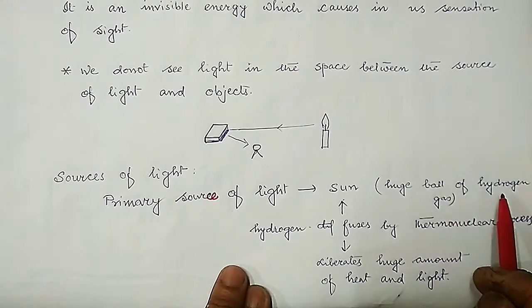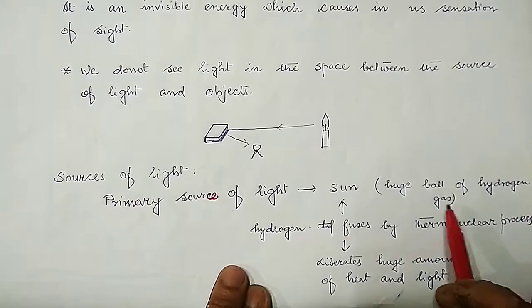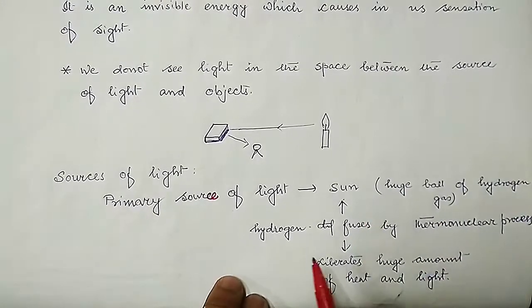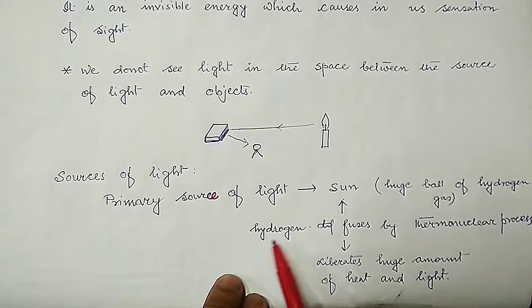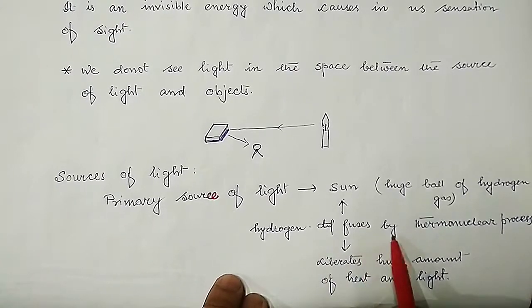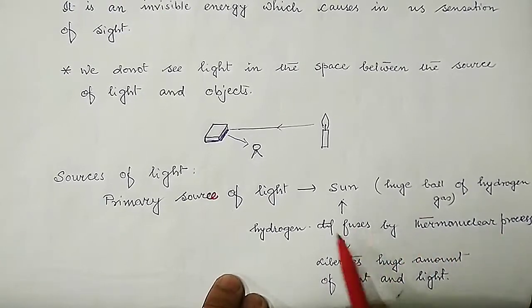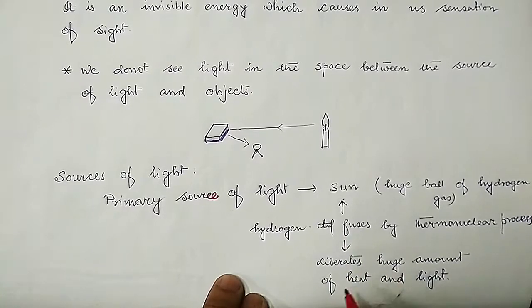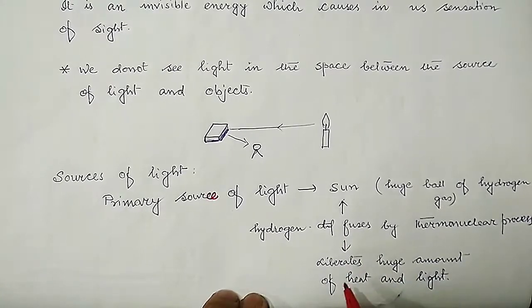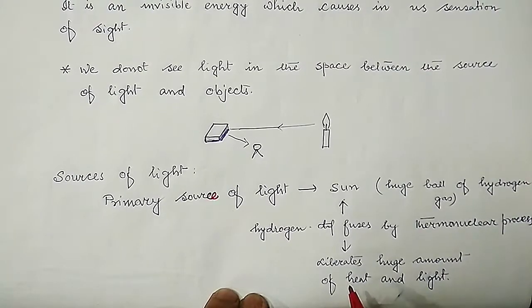One of the isotopes of hydrogen, that is called deuterium, is present inside sun. And those deuterium, or you can say even hydrogen, fuses by thermonuclear process, and during the nuclear reaction it liberates huge amount of light and heat, and we receive that energy every day, and this is the main source of light for the Earth's surface.